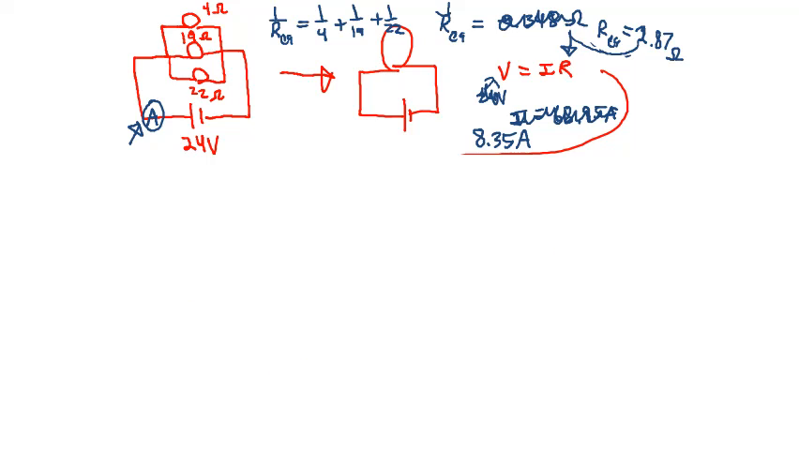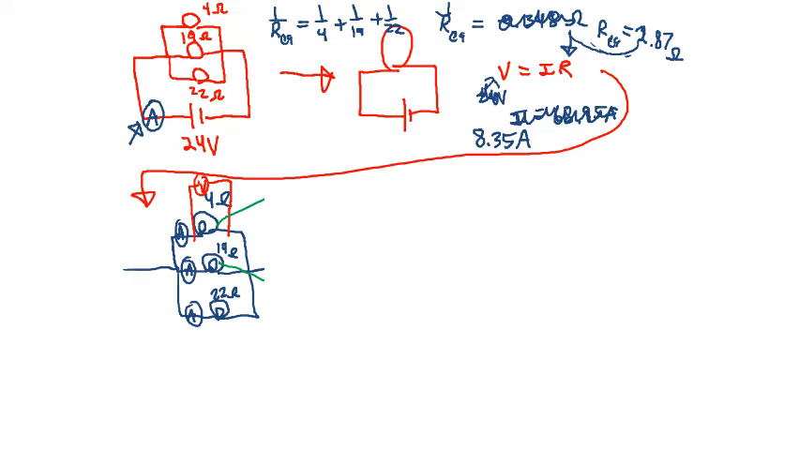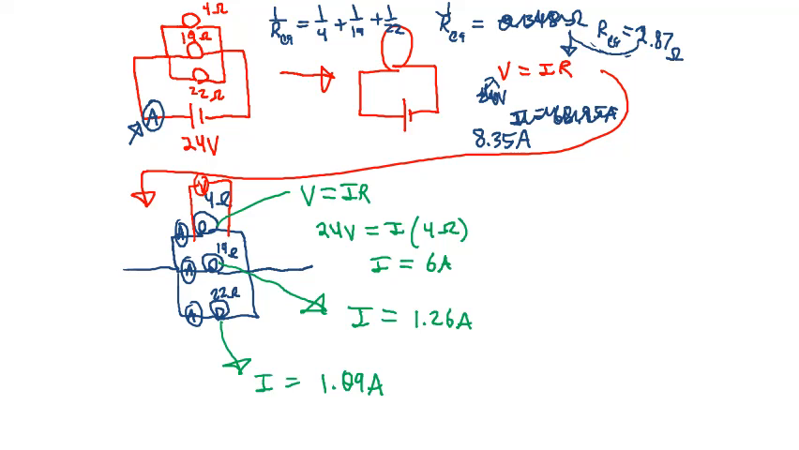Okay, so the overall current is 8.35 amps, with an equivalent resistance of 2.87 ohms. As we reconstruct, the top one will be 6 amps, the middle one 1.26 amps, and the bottom one 1.09 amps, because all of them get the full 24 volts there.